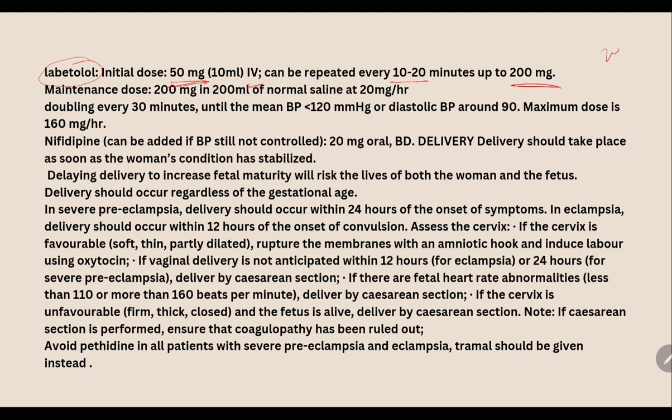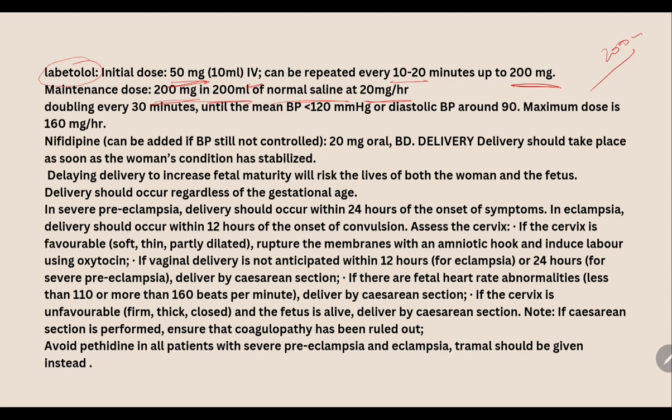Maximum dose is 200 milligram. And maintenance dose is 200 milligram in 200 ml of normal saline at 20 milligram per hour. This is easy to remember: 200 milligram in 200 ml of normal saline at 20 milligram per hour. You can double the dose every 30 minutes if needed, until the BP is less than 120 or diastolic BP around 90. Maximum dose is 160 milligram per hour. Okay, per hour you can give a maximum dose of 160 milligram per hour.